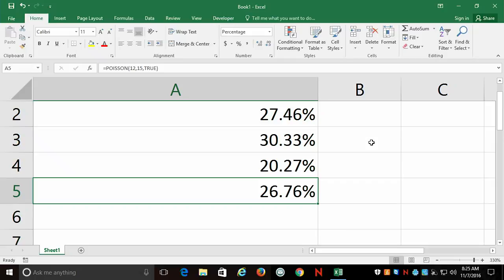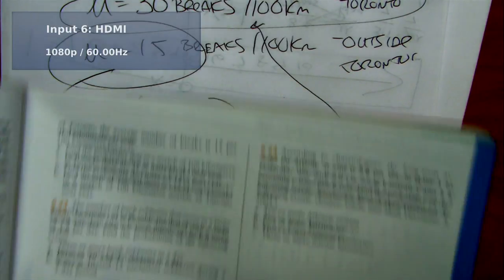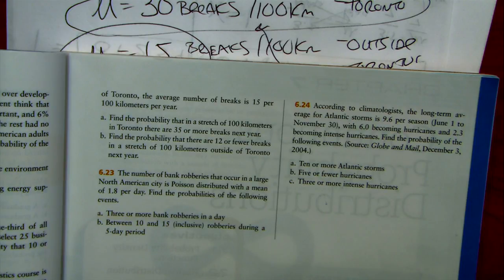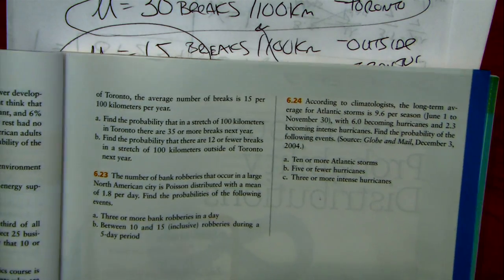Let's do one more. I'll do 23 as well. Kind of do that fast, but let's do number 23. So this is a time one as well. It says the number of bank robberies that occur in a large North American city is Poisson distributed with a mean of 1.8 per day. Find the probability of the following events.